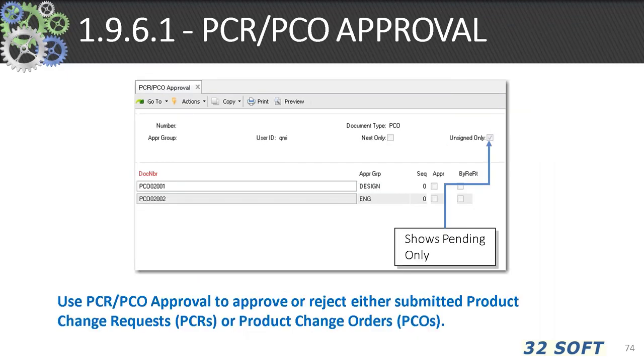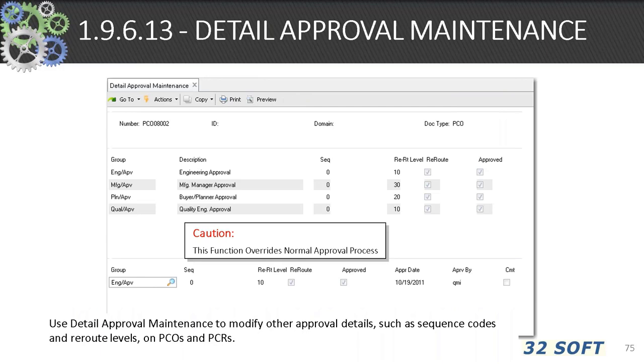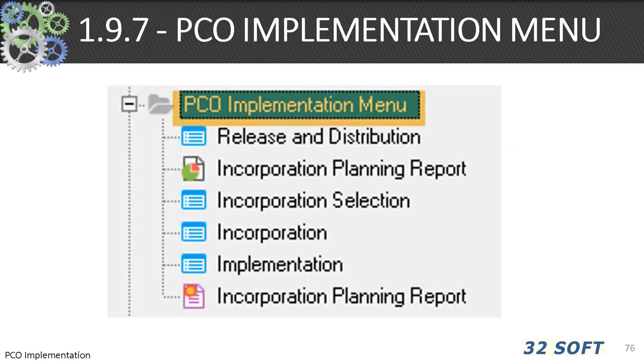Use 1.9.6.1 PCO approval to approve or reject either submitted product change requests or product change orders. The 1.9.6.13 detail approval is used to override the standard approval process when approving or rejecting PCRs and PCOs. For example, a department manager might use this program to approve a PCO that needs to go into manufacturing immediately because the standard approver or group of approvers is unavailable. You can also use detail approval to modify other approval details, such as sequence codes and reroute levels.